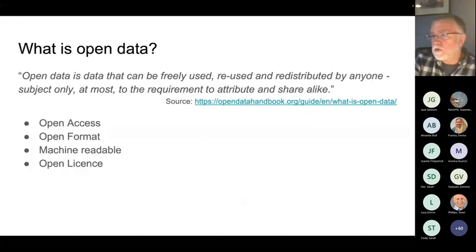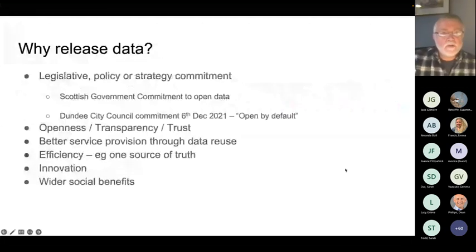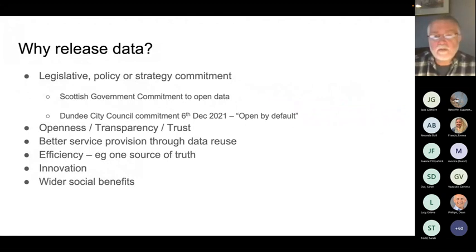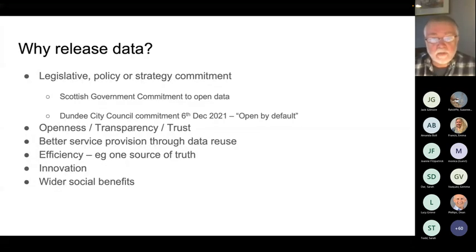And today I'm going to focus mainly on open government data, similar, I think, to what Paola was saying. And we've had a long and quite turbulent engagement with open data in Scotland. So why do we release data? There is a legislative or policy or strategy commitment, for instance, from Scottish Government, but we also have things like the G8 Open Data Charter, the 2015 Reuse of Public Sector Information Regulations. More recently, Dundee City Council have announced a commitment in December 2021 to open data by default, although ironically, I think their open data portal is actually offline at the moment.